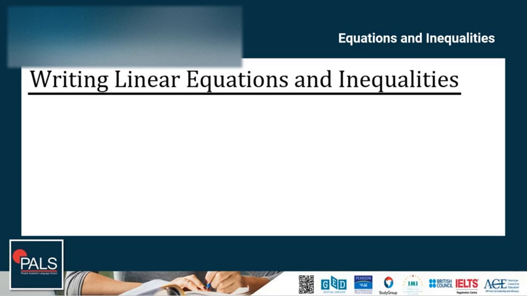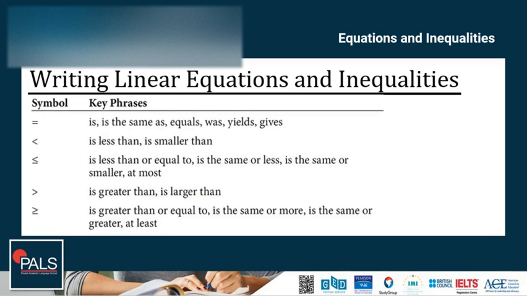Lastly, let's proceed to writing linear equations and inequalities. But before we proceed with examples, let us become familiar with some symbols and key phrases. Okay, symbol equal, the key phrases that signify equal are is the same as, equals, was, yields, gives. For less than: is less than, is smaller than. The third symbol is less than or equal to: is the same or less, is the same or smaller, at most.